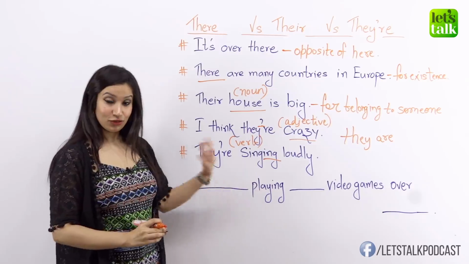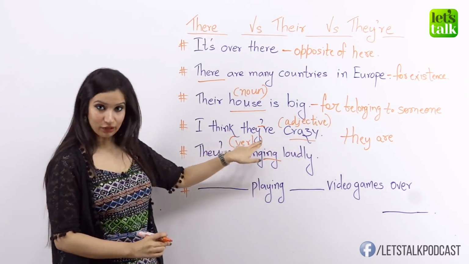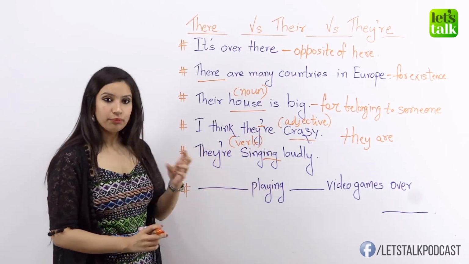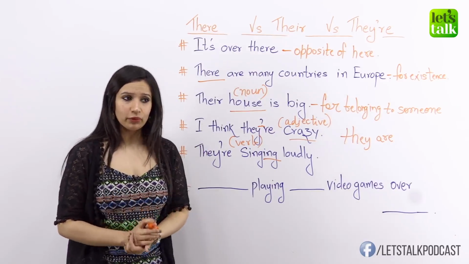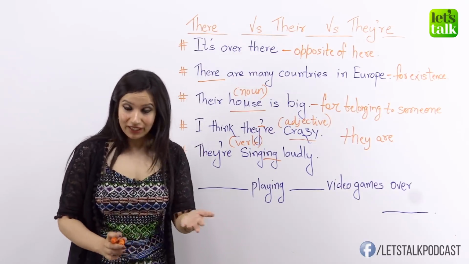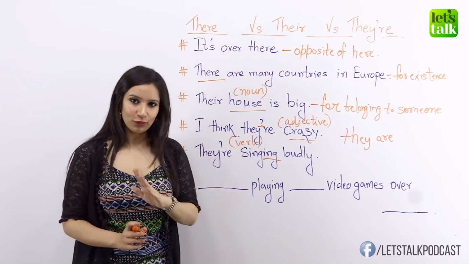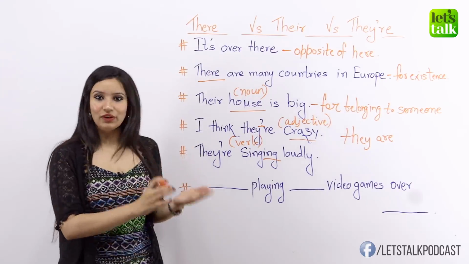This sentence shows us that we can use this contraction they are either with an adjective or with a progressive verb, that is a verb that is going on. For example, they are playing. But remember that you'll pronounce them all the same way. You don't have to worry about the pronunciation. It's all there, there, and there.